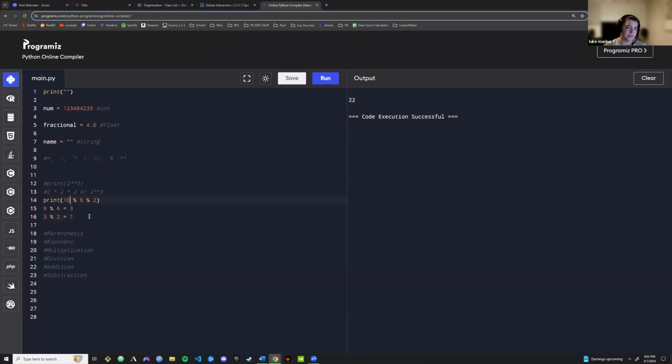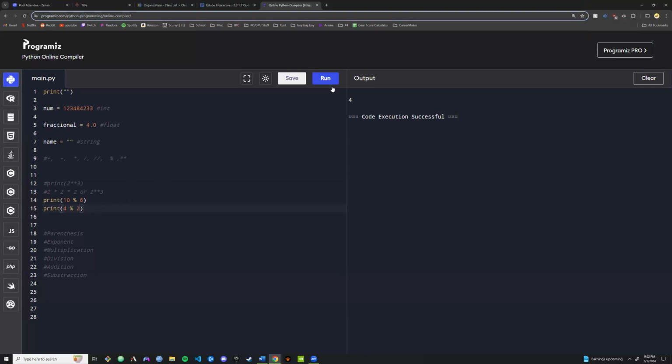Let's do this then. What's this gonna be? I believe this is gonna be 0, because we're doing 10 mod 6. That's a 4. And what is 4 mod 2? That's a 0. Yep.